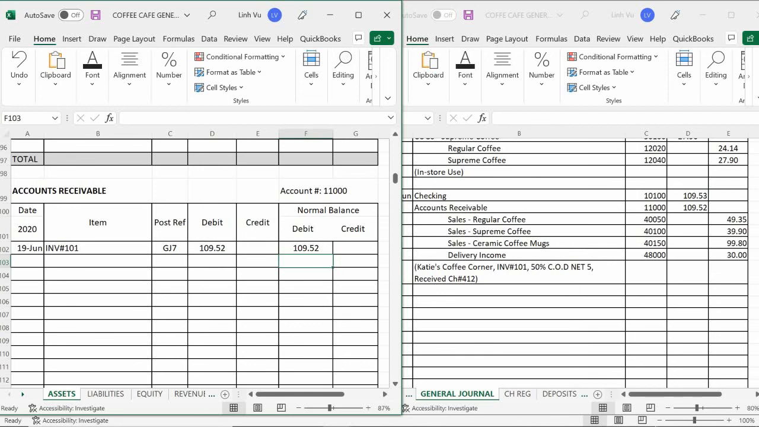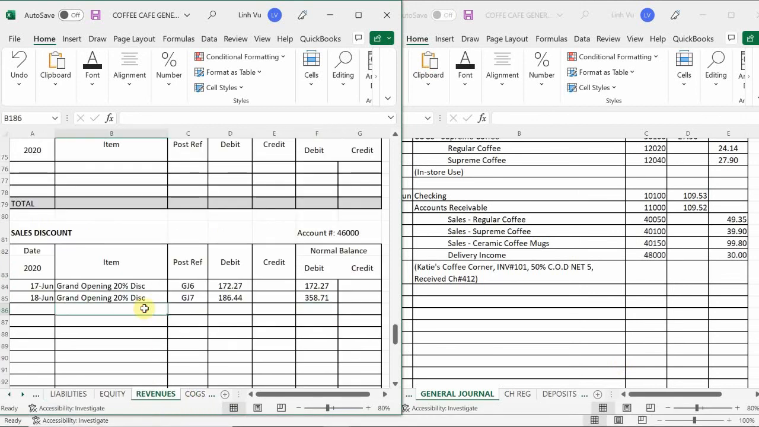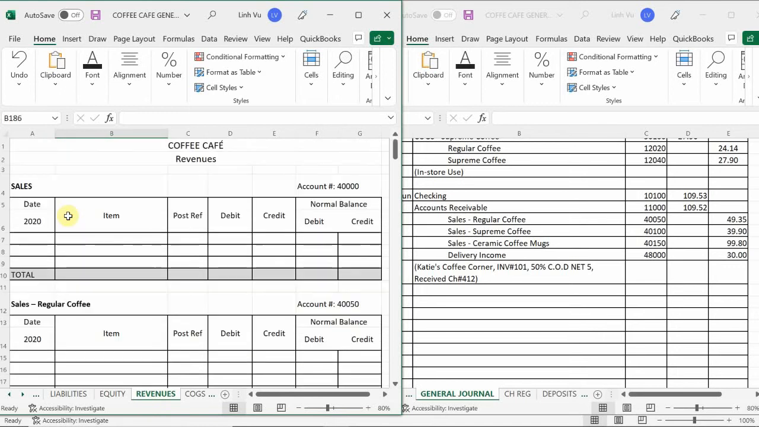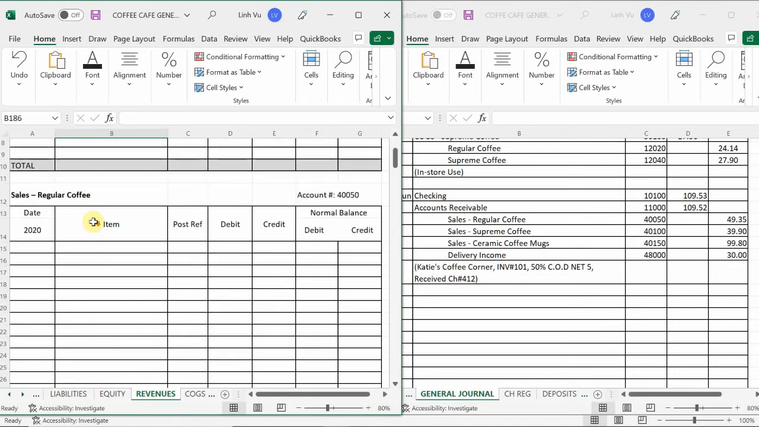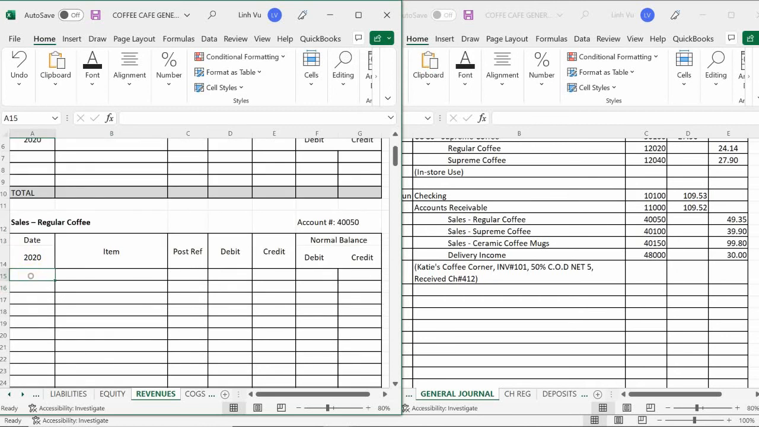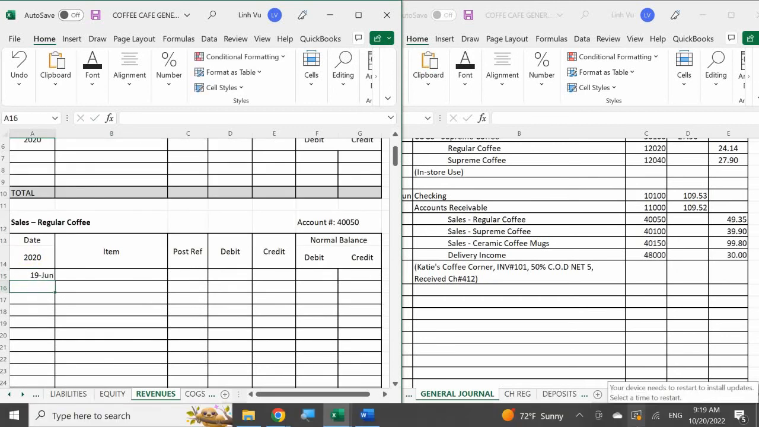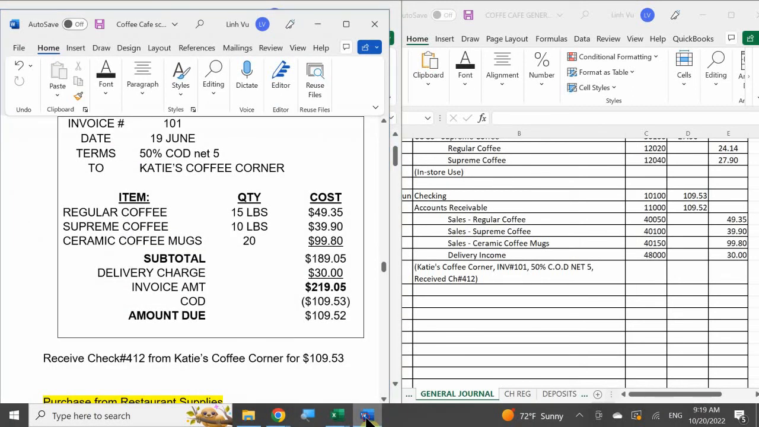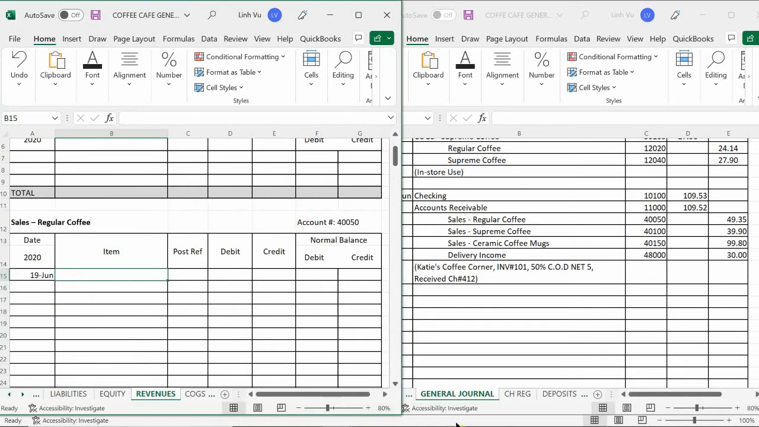Then, why does Katie owe you this money? Because we sold to Katie, right? So I need to update all of my sales. I need to record how many items I sold. In this case, revenues, sales for regular coffee. How many pounds did I sell to Katie? 15 pounds. We sold 15 pounds. Good.